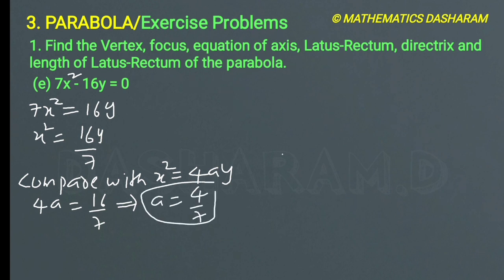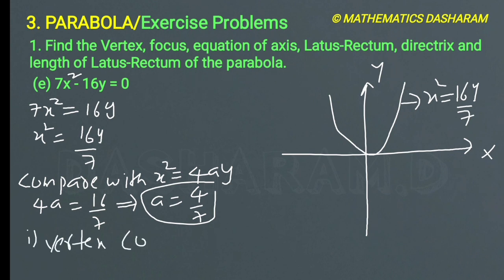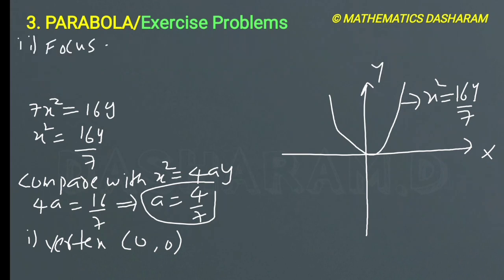So let's draw a diagram. It is an upward parabola shape. So here is the y-axis, this is the x-axis, and its name is x square equals to 16y by 7. The first one is the vertex. The origin is the vertex, so that is 0 comma 0. Next, the second one is the focus. That is 0 comma a, so 0 comma a value is 4 by 7.